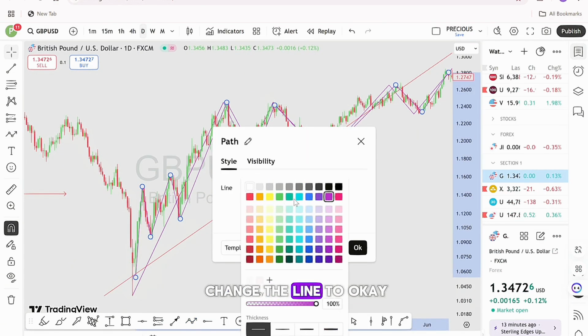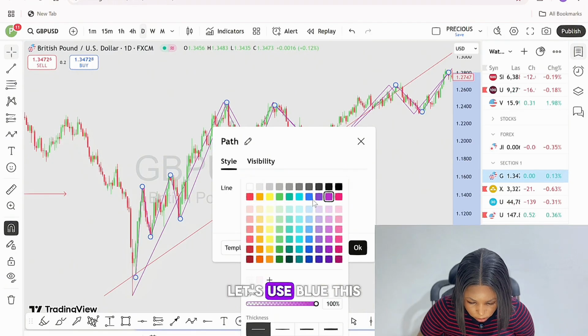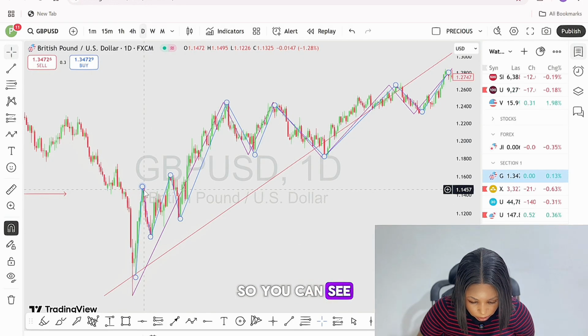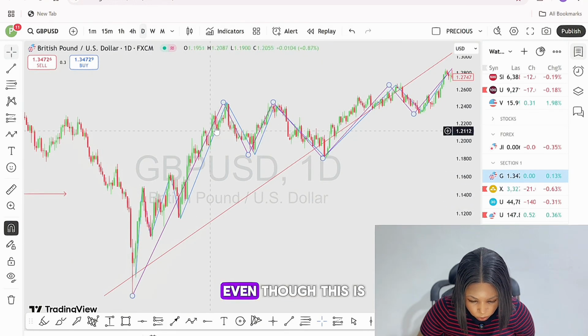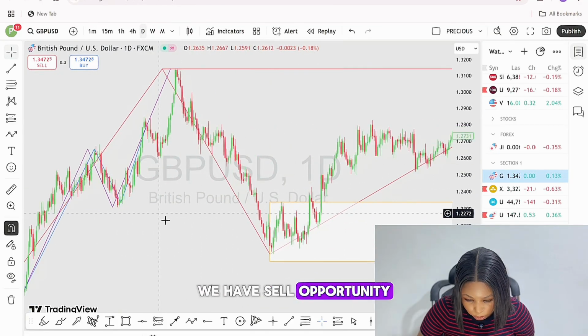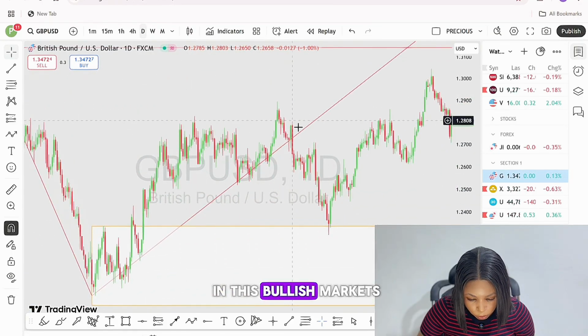Let's change the line to, okay, let's use blue this time around. So you can see how this works. So you can see that we have sell opportunity. Even though this is an uptrend, we have sell opportunity in this bullish markets.